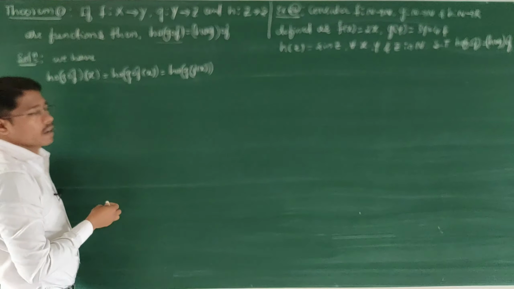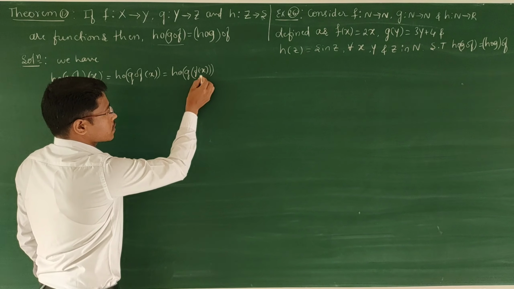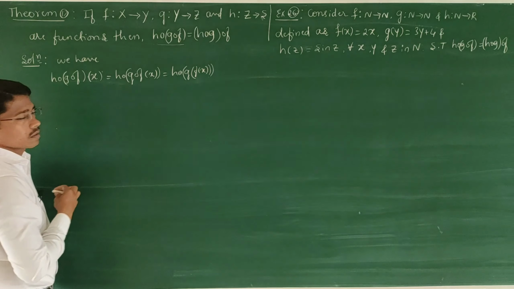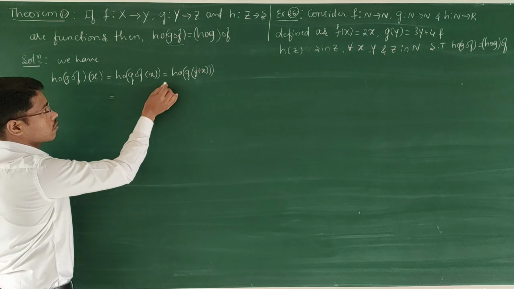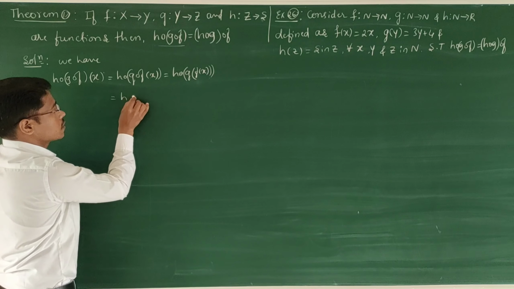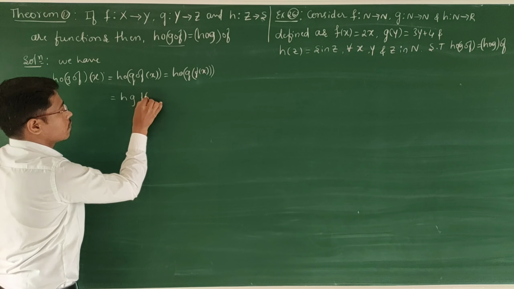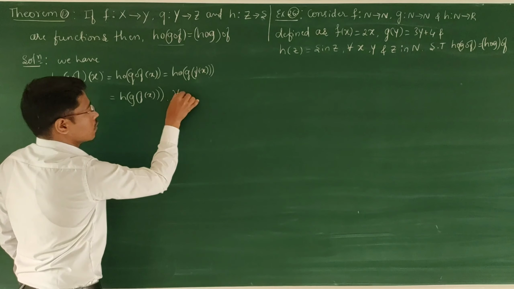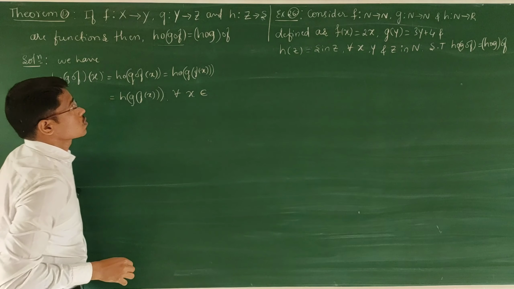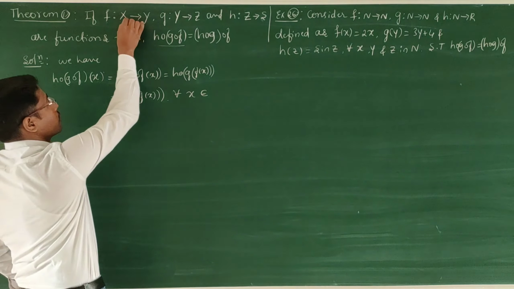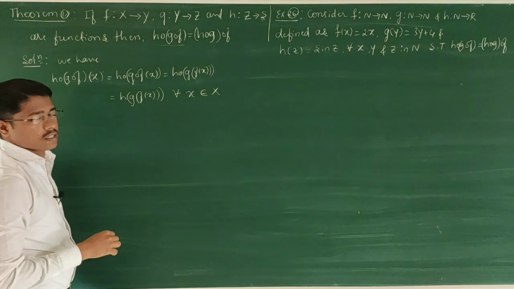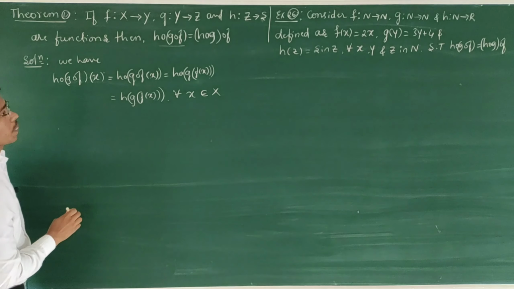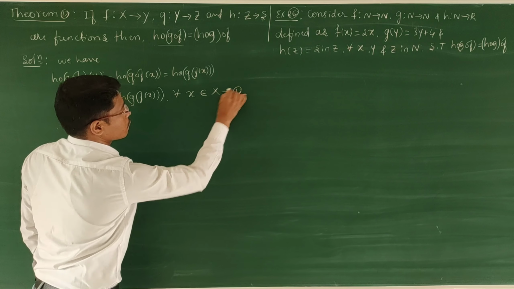So put the bracket f of x, second bracket g of f of x. Okay, so this is equal to, again remove the bracket, h of g of f of x, for all x belonging to X. Okay, so this is the first one, call this equation 1.